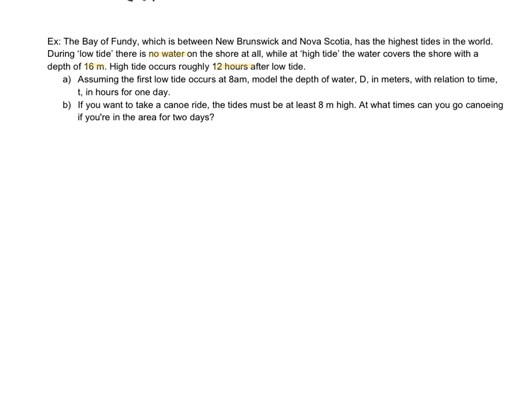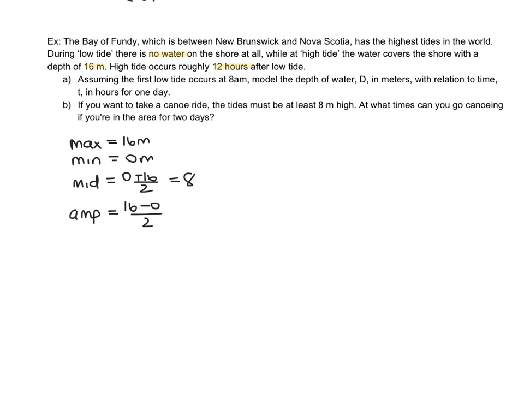So before I go to A or B, I just want to translate these words into some information. So our max is 16 meters, our min is 0 meters, which tells us our midline as well, because for midline, I'm just going to add 0 and 16 and divide by 2 to get 8. And I can also get my amplitude from here, where I take my max minus min and divide it by 2, and I also get 8.